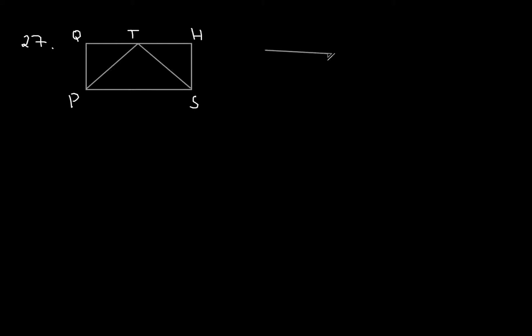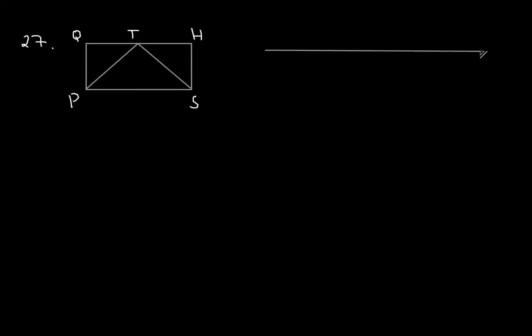So we need a rectangle. I like my rectangle drawer here. And we need to put some lines in it. So let's get some lines. We got that line, and we have this line. And here we go. All right, let's put our letters on. QTH, PS.